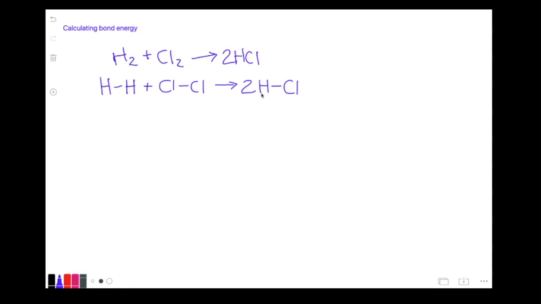Now, when we look at bond energies, we have to use a bond energy data table. For each bond, the hydrogen-hydrogen bond for instance, in order to break that bond, we have to put in 436 kilojoules per mole of energy. On the left-hand side, this is the side where we break bonds. And on the right-hand side, after the arrow, this is the side where we make new bonds. When we make a bond, energy is released.